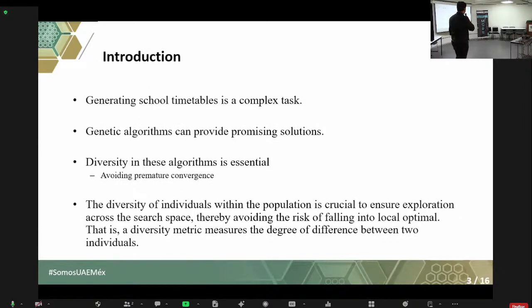Okay, let's start with the introduction. Generating a school timetable is a complex task. For that reason, using genetic algorithms can provide promising solutions, but diversity in these algorithms is essential because diversity in the population ensures exploring across the search space, thereby avoiding falling into local optima. A diversity metric measures the degree of difference between two individuals.